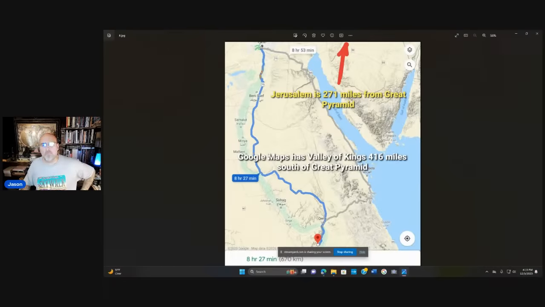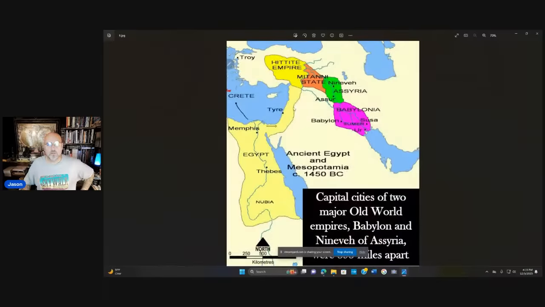Jerusalem is 271 miles from the Great Pyramid. It means Jerusalem is closer to the Great Pyramid than southern Egypt is to the Great Pyramid. That's a problem. Look at this. Here's the two Egypts, but on this map, they're represented as one Egypt, but in the ancient world, it was always two Egypts. Here it is, the two capitals. One is Memphis in the north, Thebes in the south. These are two different Egypts, and they're 416 miles apart.